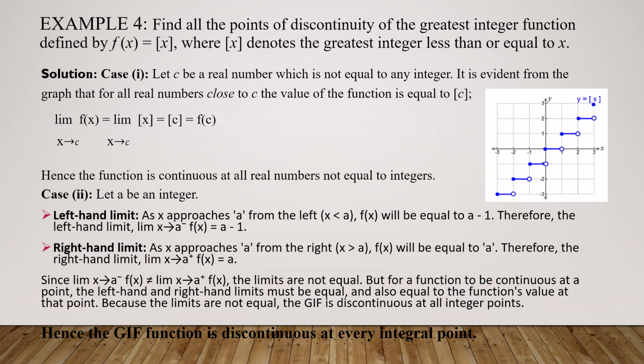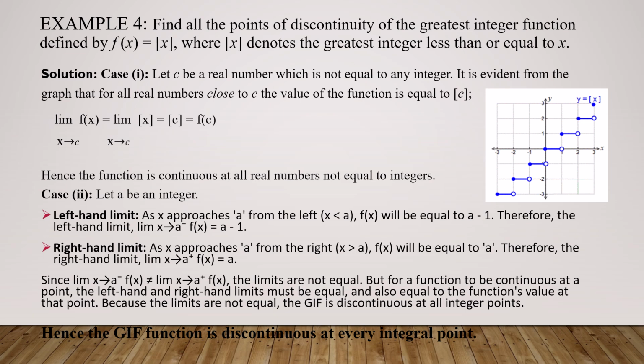Second case is if suppose it is an integer. So we will find the left hand limit and right hand limit. Now for example, suppose your integer is a and a is equal to 2. Then as your x approaches 2 from the left side, say for example 1.99, the integer function value will be 1. But if your x approaches 2 from the right hand side, say 2.1, then the greatest integer function value will be 2. So it will be different.